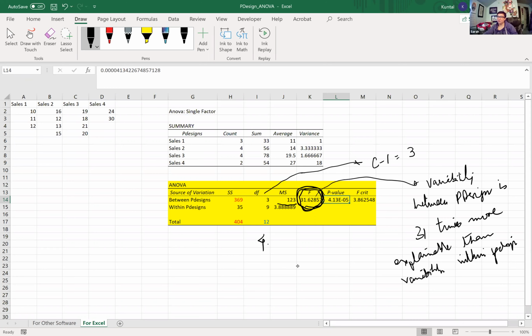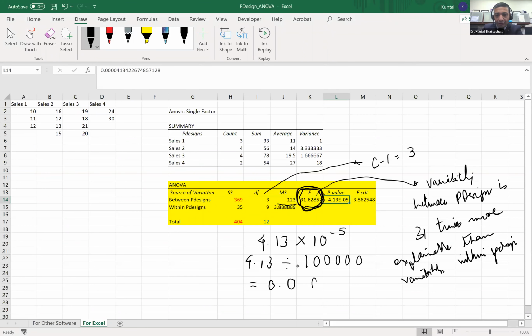It's real low. So it basically means 4.13 times 10 raised to negative 5, which basically means 4.13 divided by 100,000, which basically means that value is 0.0000413. That's a very, very low value in terms of p-value.